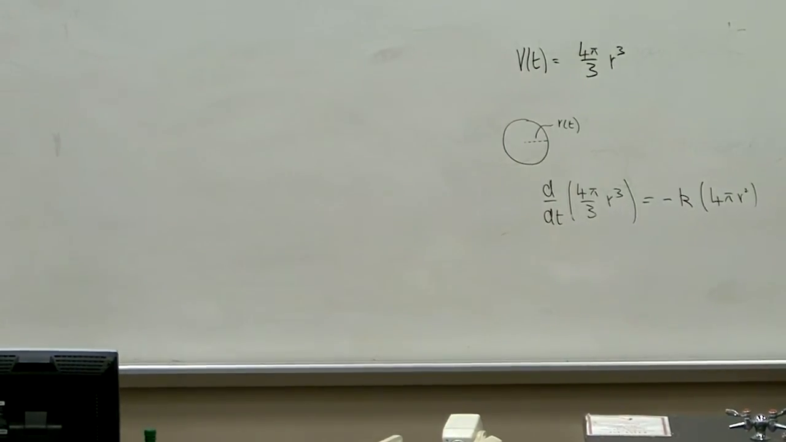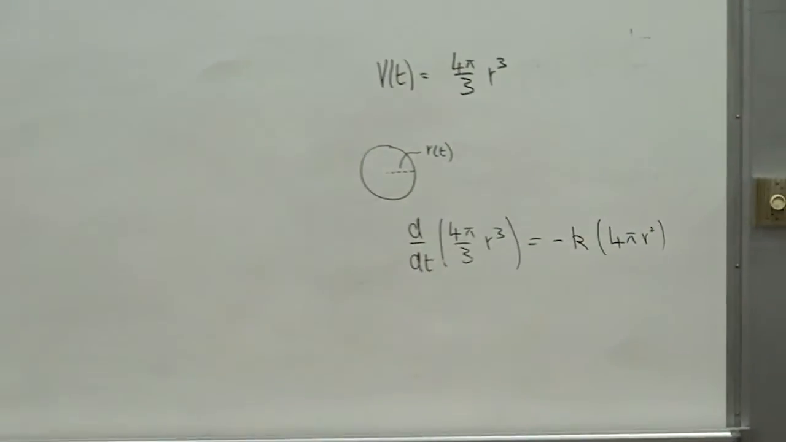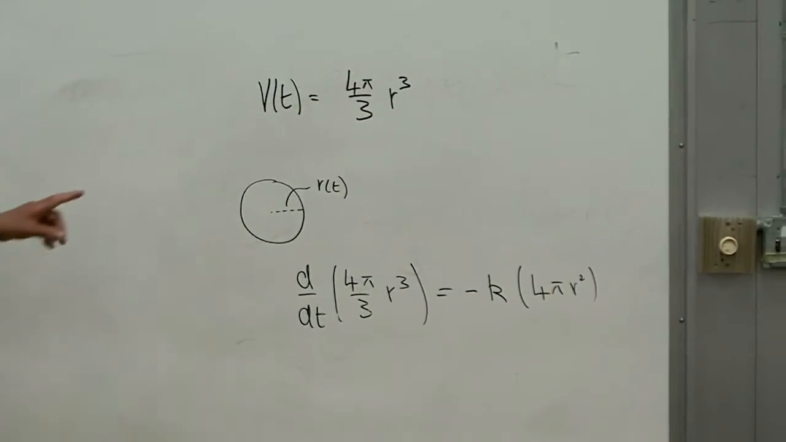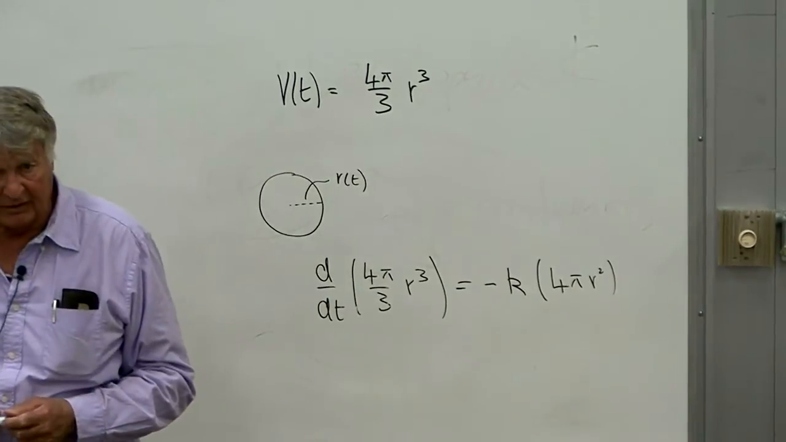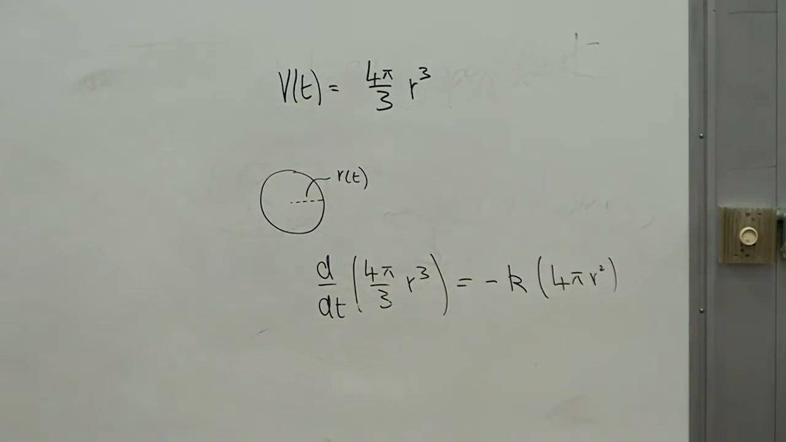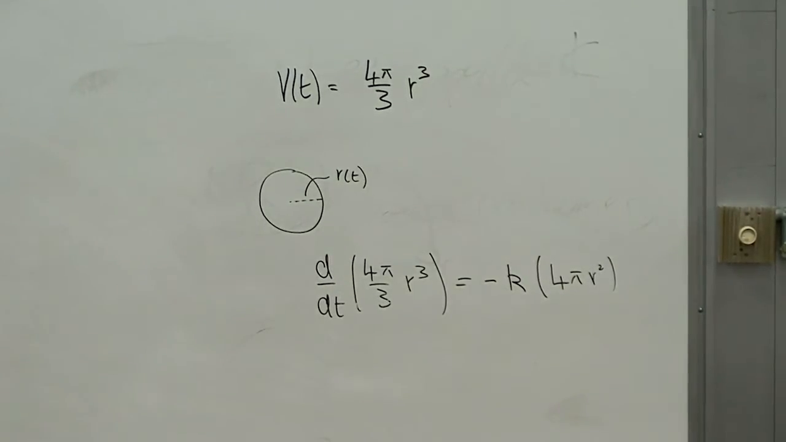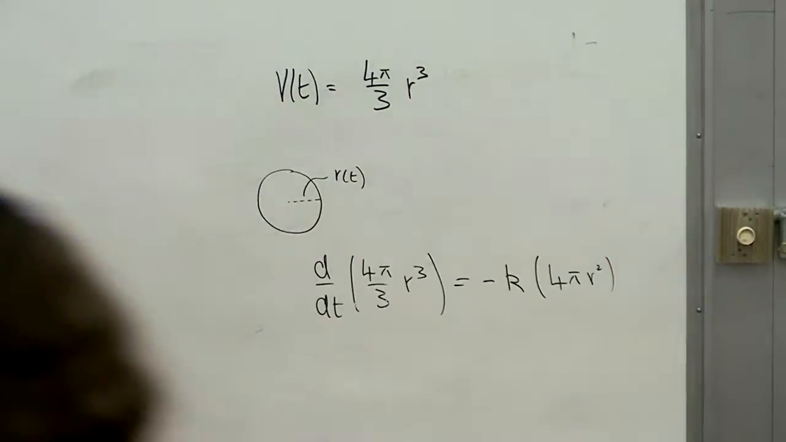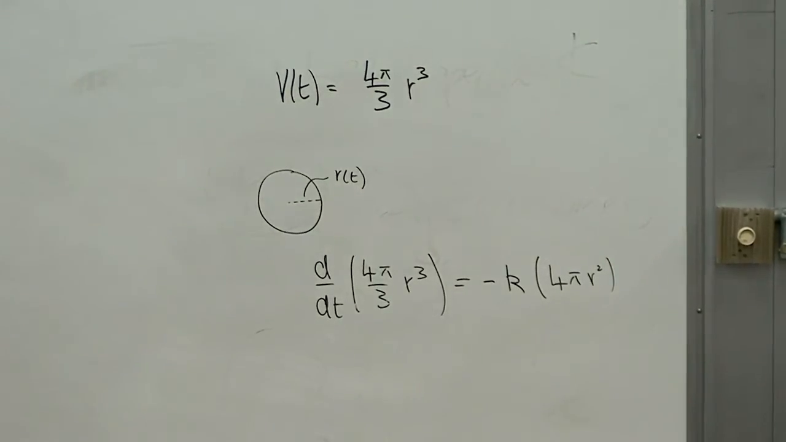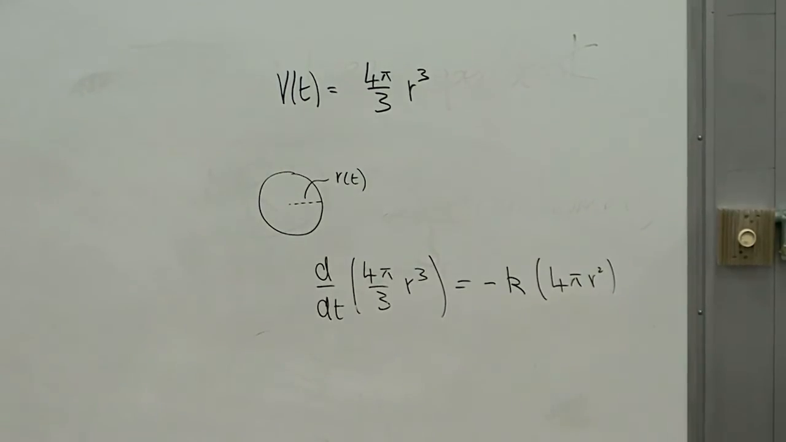So it's not an unreasonable assumption that the rate of change of the total volume, and the volume of a sphere is 4/3 pi r cubed, the rate of change of that is proportional to the surface area. And the surface area, of course, is 4 pi r squared. I mean, that's a very reasonable assumption.